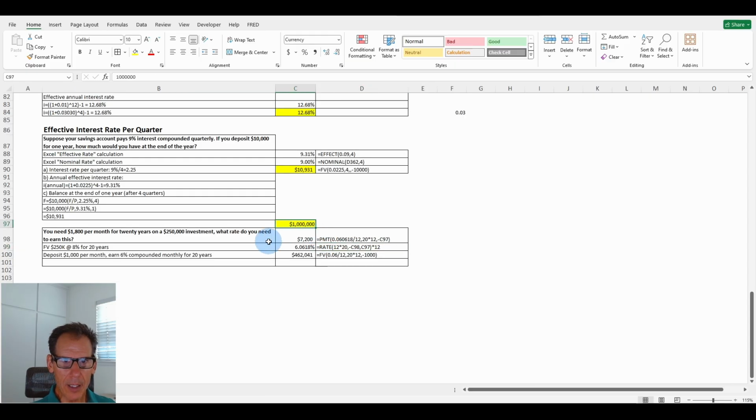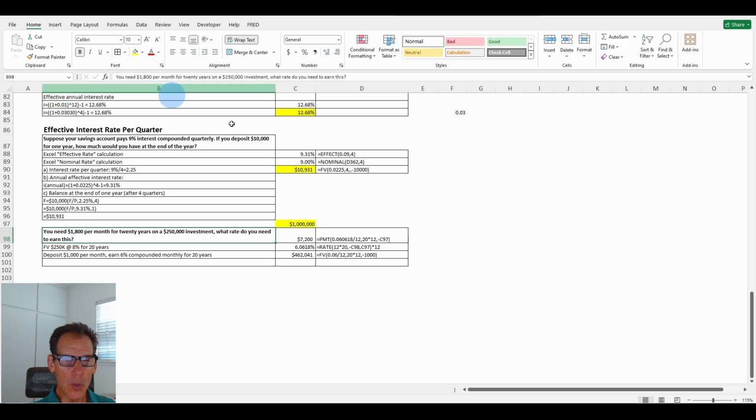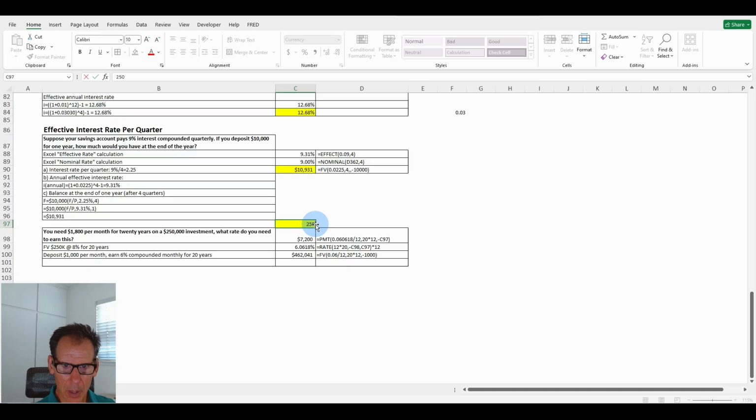In the end, this is a number you can manipulate. So you need whatever number this is, 1,800. But here I said you wanted 7,200. And then again, you could text this out if you want. In other words, I could reference the 7,200 in this text. So this would say you need whatever that changing number is. I'm going to change this back to 250. F9. And the story ends there.